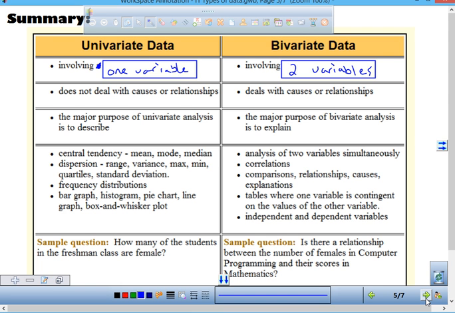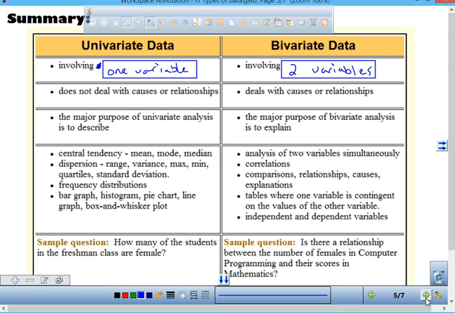When you're talking about univariate data, your major purpose is to describe that one thing, that one variable. And when you talk about two variables, you want to explain the reason between the two variables. Why is something happening to one because of the other? Why is our height increasing when our shoe size increases? So that's what bivariate data is. You have to explain something.